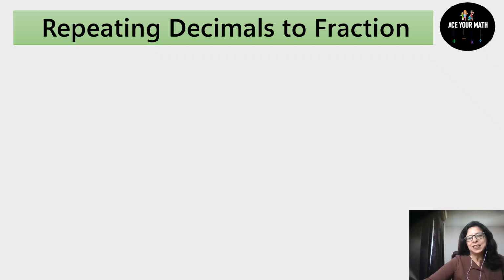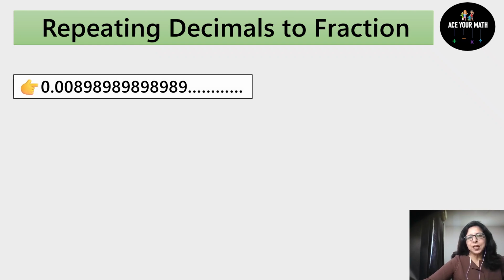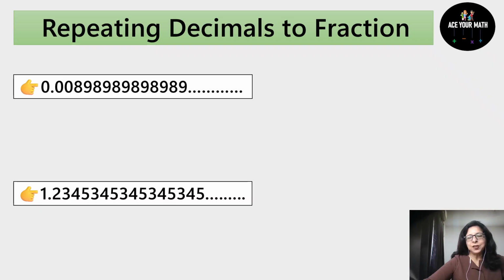Hello viewers. Do you find repeating decimals very confusing? What if I say there is a very simple method by which you can convert repeating decimals into fractions? I'm going to take two examples today and tell you a very simple method to convert them into fractions. By the end of this video, you can solve any recurring decimal into a fraction.